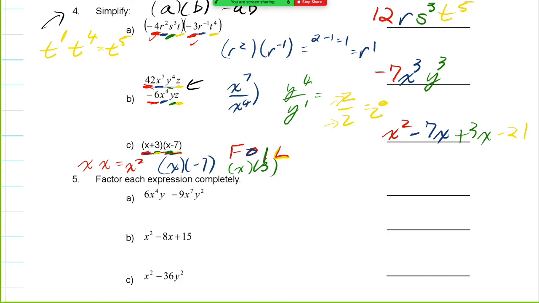We do have to simplify. There are 2 like terms in the middle, so when we add these together, we add their coefficients, so this becomes x^2 - 4x - 21. So we've simplified all 3 of those using 3 different methods of simplification.